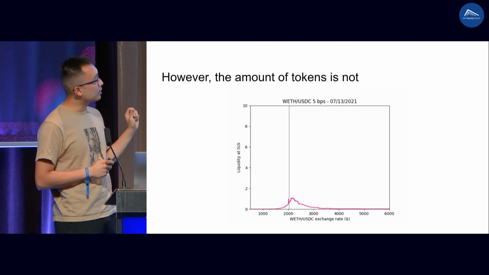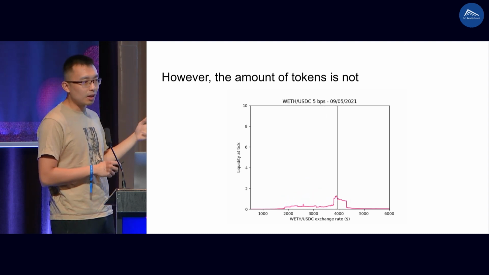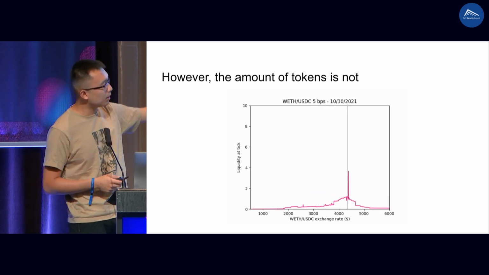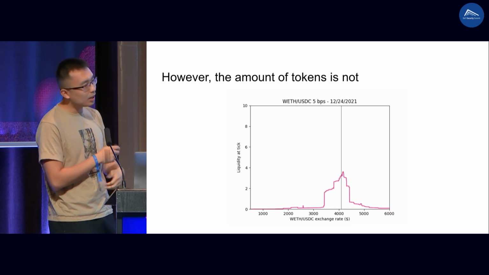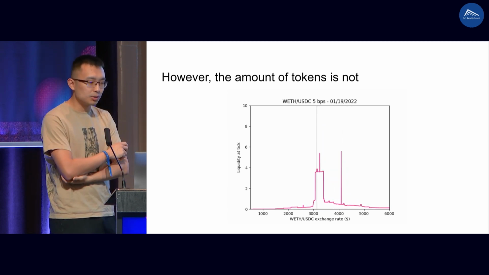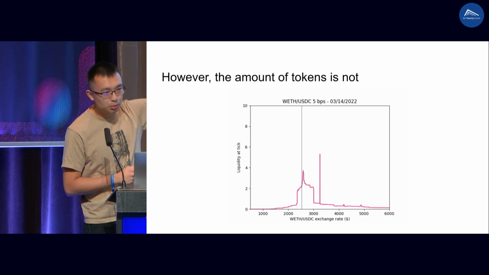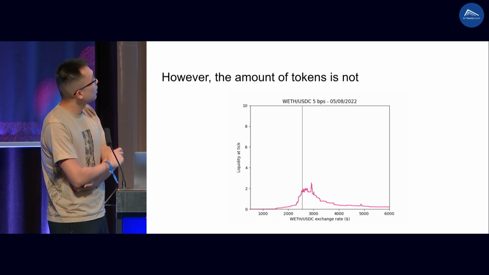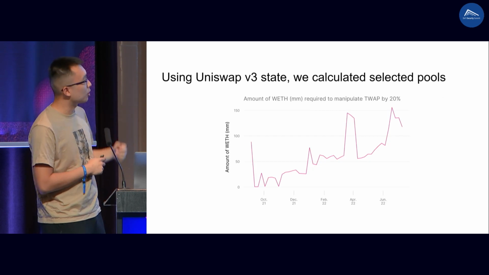The tricky thing is, at any point in time, the distribution of liquidity within a pool is unknown, right? So this is showing the distribution of liquidity through time. And so it's not the most straightforward thing to know exactly how far you need to move the price within the pool to achieve a certain amount of manipulation. But we did have some tools internally to figure it out.